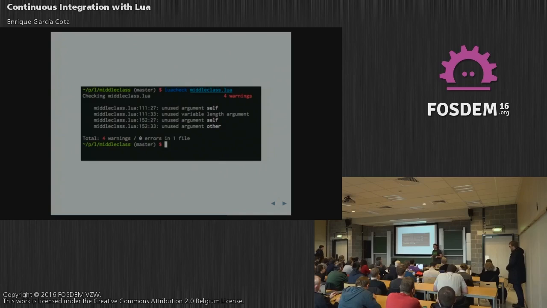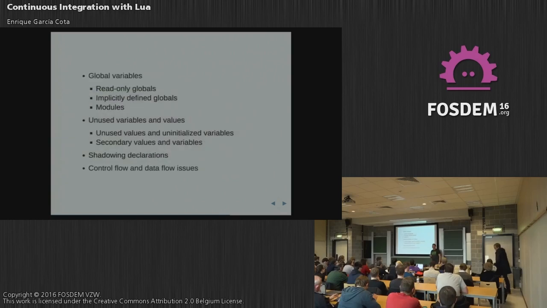This is how you run it locally. And it tells you, for example, you are not using this variable that you declared before, things like that. But the one that will probably interest you the most is that it detects global variable declarations. So if by mistake you forget to put a local somewhere, it will tell you. And it will be an error, not a warning. So this is very good to make it automated. It is so good to make it automatic that it's possible to hook up LuaCheck with your editor.